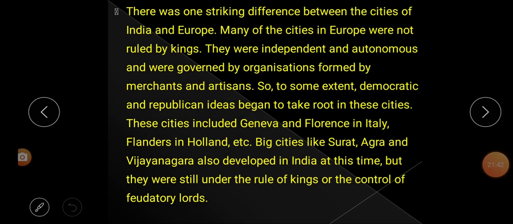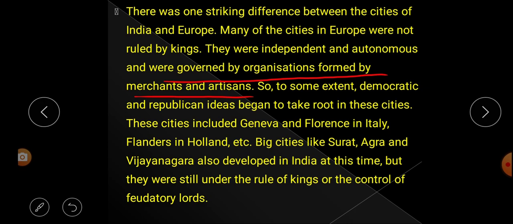Next paragraph. There was one striking difference between the cities of India and Europe. What was that? Many of the cities in Europe were not ruled by kings. They were independent and autonomous, governed by organizations formed by merchants and artisans.